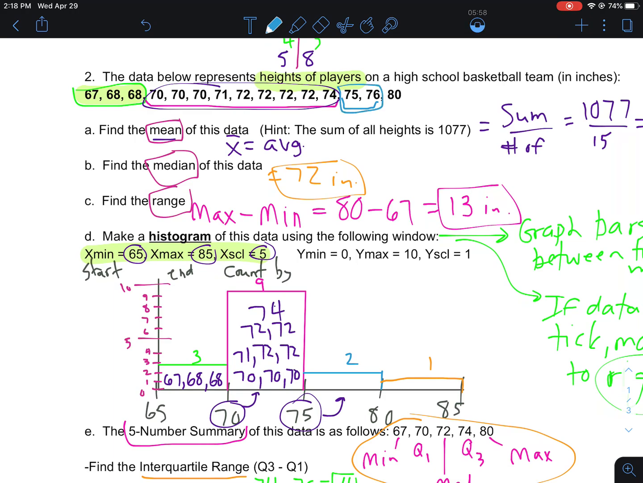75, as you can see right here, well, that's part of the next group because that would move to the right. It's always to the right of the tick mark. And then same with 80, it would move to the right. And that's where we get the heights of that histogram.